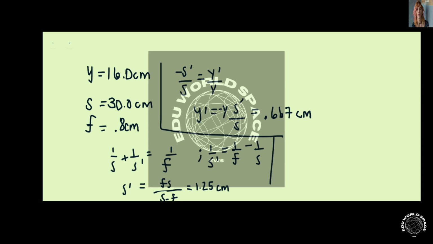Okay, let's see. I'm getting different answers. I'm going to pause this and reinvestigate. Okay, I made a calculator error when I calculated s prime. So let me go ahead and fix that. It was just a calculator error. If I recalculate it, I get 0.822 centimeters.